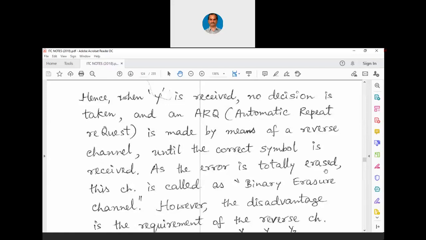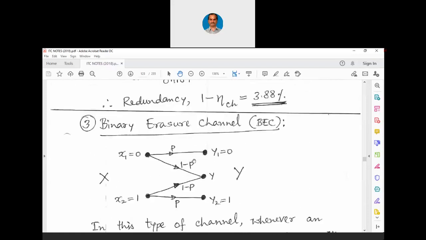Now here, as the error is totally erased, you remember the error is totally erased. Whenever an error occurs, ARQ will go. Until the correct symbol is received, ARQ will keep going. So such a channel is called a binary erasure channel. Okay. Now you can see here, when X1 is transmitted, Y1 is received; Y1 is not received when X2 is transmitted. Similarly, Y2 is not received when X1 is transmitted. That means Y1 and Y2 are completely safe that way.